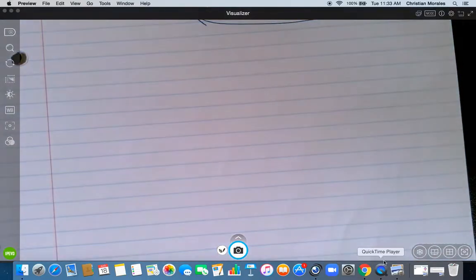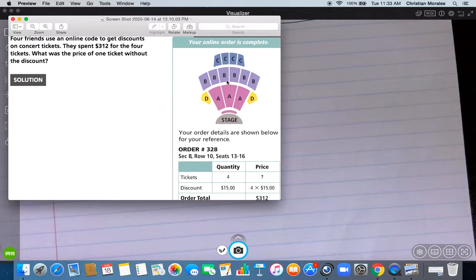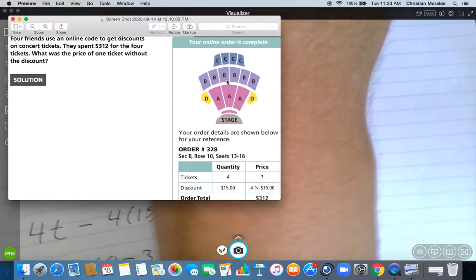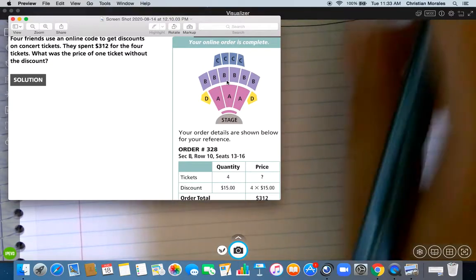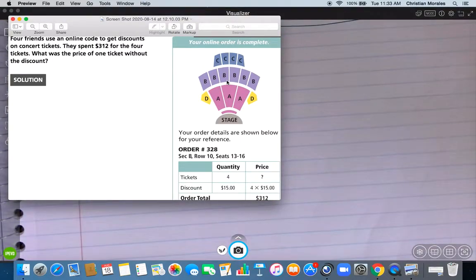All right, next question. All right, so, okay, this is a good one. Let's say we're doing 4 friends going online to get a discount on concert tickets. They spent $312 for 4 tickets. What is the price of 1 ticket without the discount? So they want the price of the original ticket.